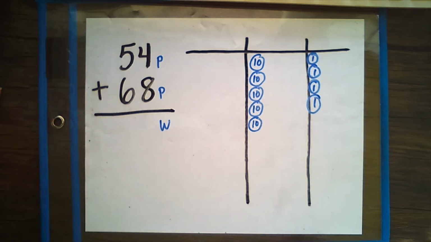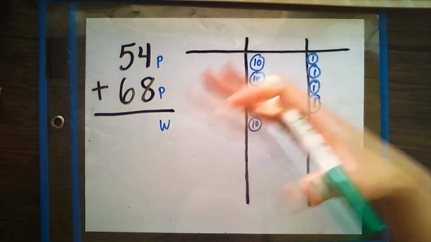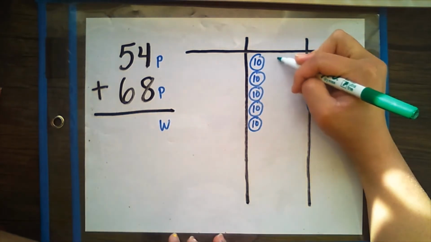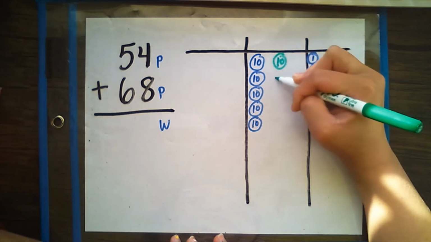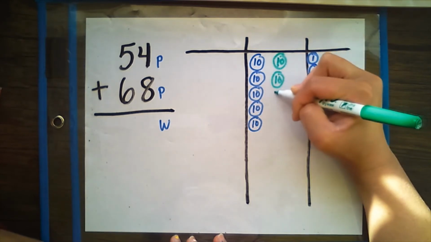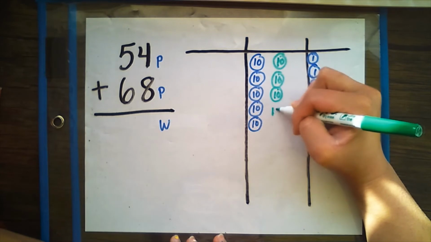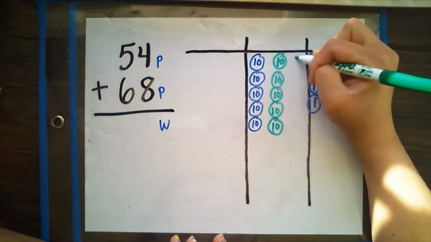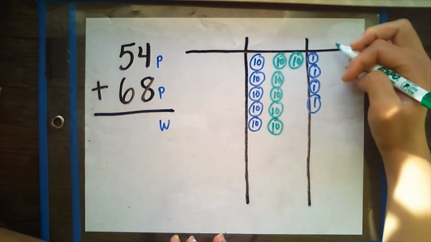Next, we are going to draw our next part, which is 68, and I'm going to go ahead and do that in green so that we can see the difference between our 2 parts. Count with me: 10, 20, 30, 40, 50, 60.